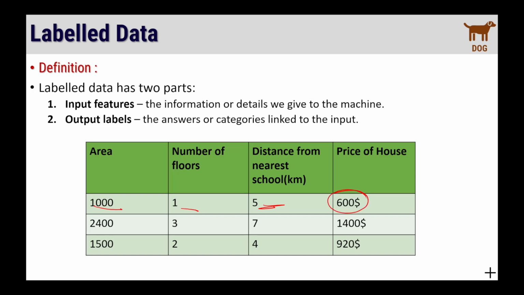$600. That means we have provided the label or the answer to the data point, to the input features. Right? So I hope you now understand what is labeled data.